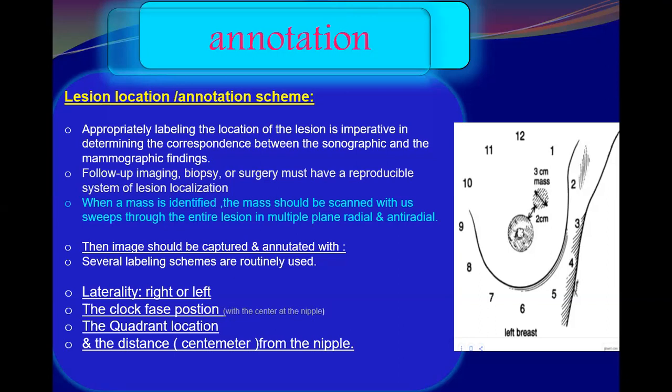So when we identify a mass, lesion, or any abnormality, we mentioned that we have to document it in a radial and antiradial pattern, annotate it, and capture the image. And then we have several labels for the location of the lesion. First of all, as we described before on mammography, we have to mention the laterality: in which side of the breast, right or left?